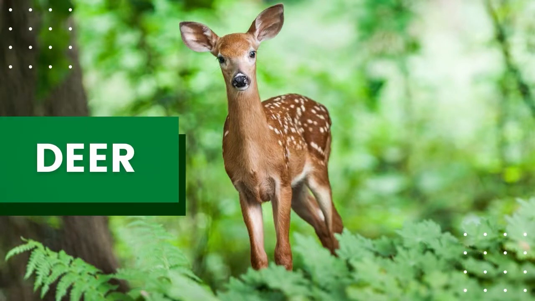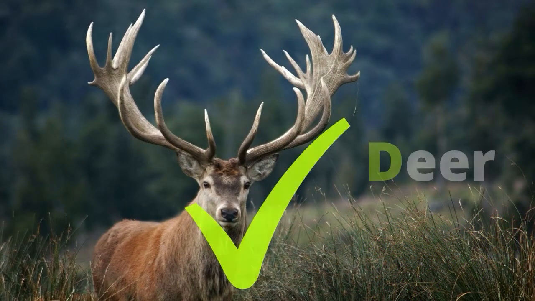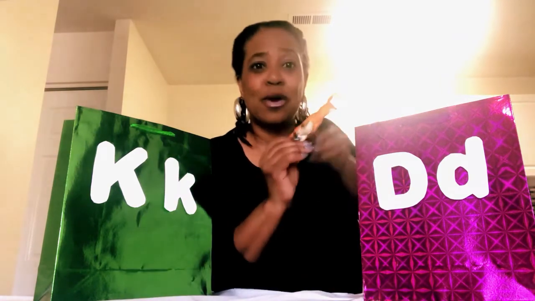Next, we have a picture of, well, not a picture, an item. Here's a picture of a deer. Yes! Can you say deer? What do you hear at the beginning of deer? Do you hear a K sound or a D sound? D. Yes! If you said D sound, you're correct. So I'm going to place the deer in the D bag.